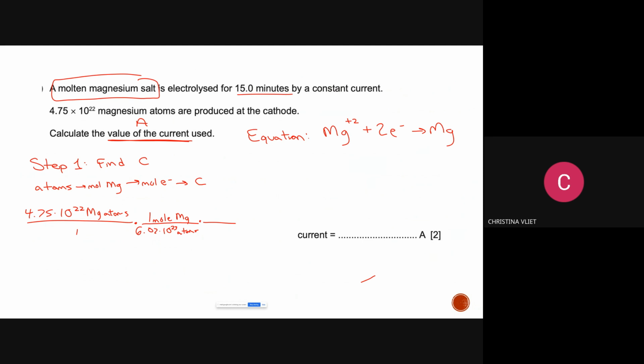How do I get to moles of electrons? Times 2, right? 1 mole Mg, 2 moles of electrons. Am I done? Does that give me the charge? What do I need to get to charge? 96,500, right? So 1 mole of electrons is 96,500 coulombs. So what does that give me for coulombs?